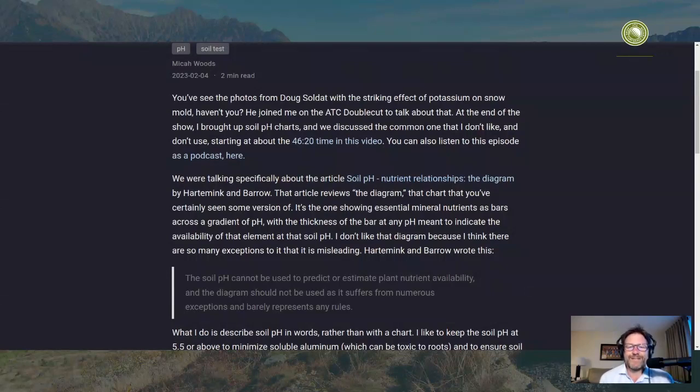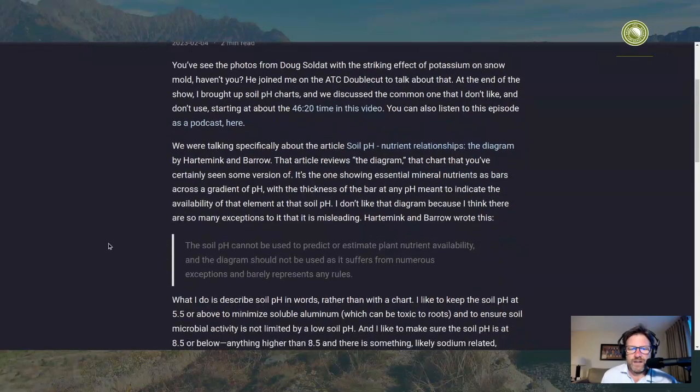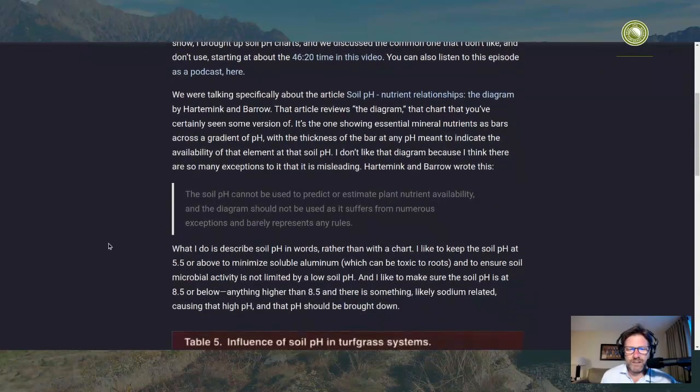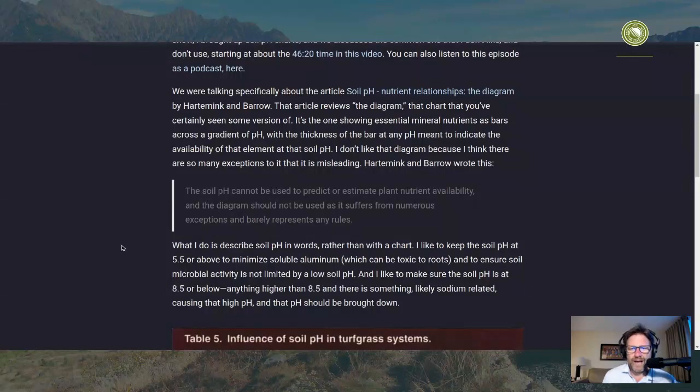And so I was pleased to read this article, which just came out a couple months ago. In that article, Hartemink and Barrow wrote this, and I quote, "The soil pH cannot be used to predict or estimate plant nutrient availability. Diagram should not be used as it suffers from numerous exceptions and barely represents any rules." End quote. And that's what I think. And so I'm quite happy to not use that chart.